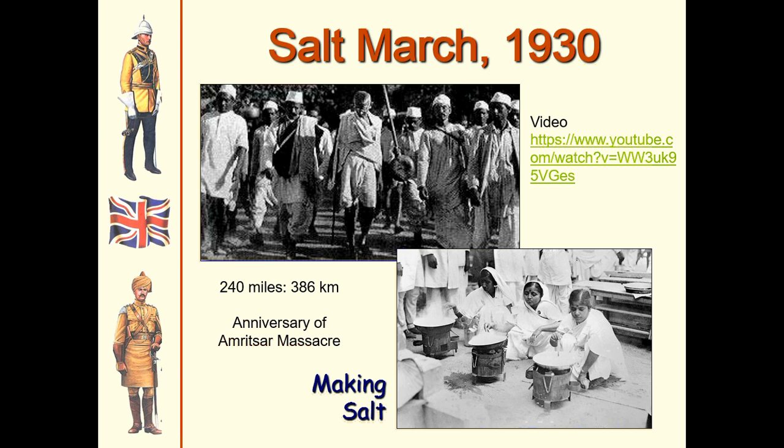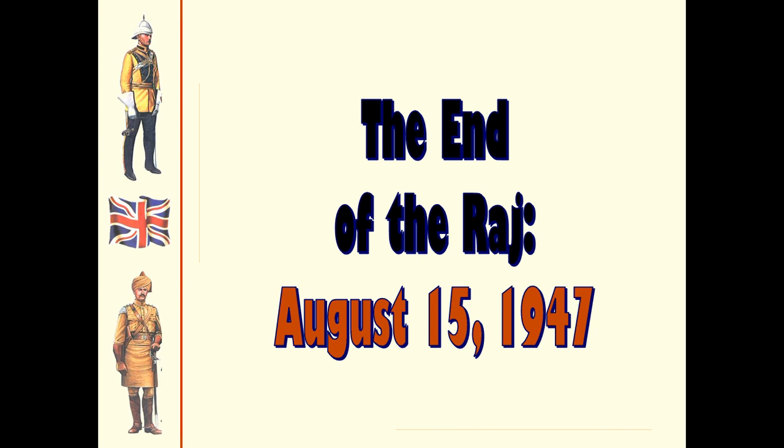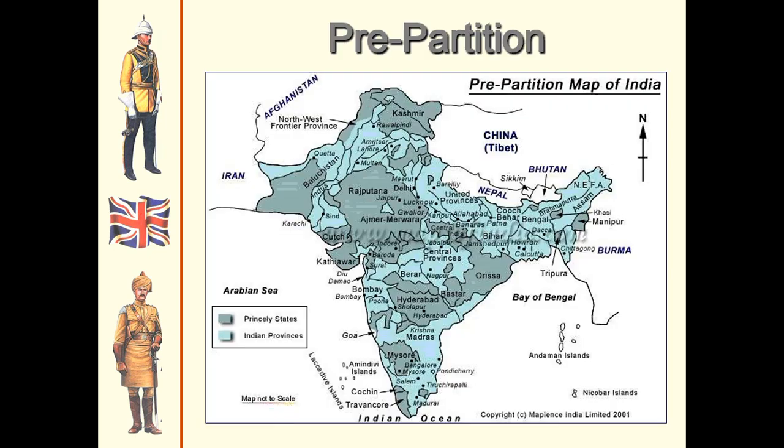All right, welcome back. British rule in India did not last forever, right? The end of the Raj finally came on August 15th, 1947. This is what India looked like before or as it got its freedom, around the time that India was given its independence after World War II.